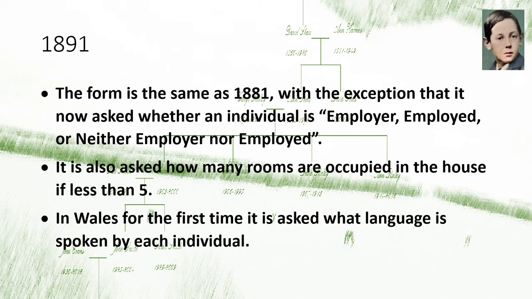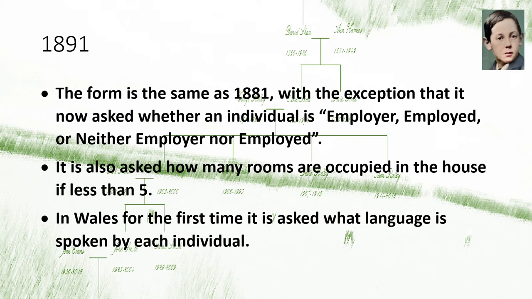In 1891 the form was the same as 1881, with the exception that it now asks whether an individual is employed, or neither employer nor employed. So it gives you an idea about their situation. Are they running a shop where they're self-employed? Are they running the business? Are they higher up in the place where they work? Are they the person employing, or are they simply being employed? So that's some interesting information that kind of takes your ancestors to the next level around this period of time.